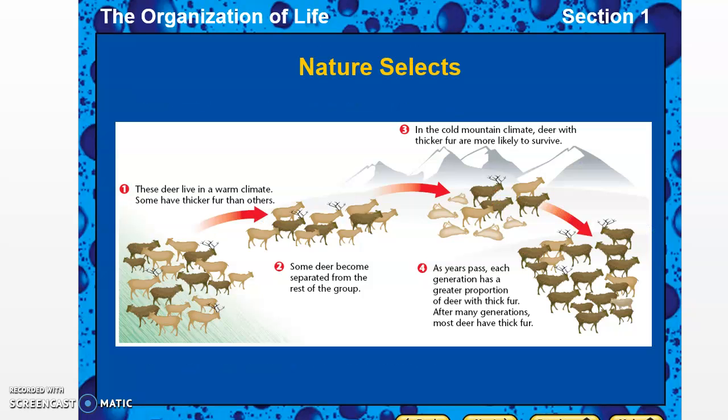So for example, back to the deer that I was explaining, these deer live in a warm climate. Some have thicker fur than others. If the deer become separated from the rest of the group and go to a cold climate, the deer that have the thicker fur are going to survive. And since they're going to survive, they're going to pass that DNA on to have thicker fur. So as each generation comes about, that population of deer is going to have thicker fur. And after many, many generations, most of the deer are going to have thick fur because they're the ones that pass their DNA on to the next generation.